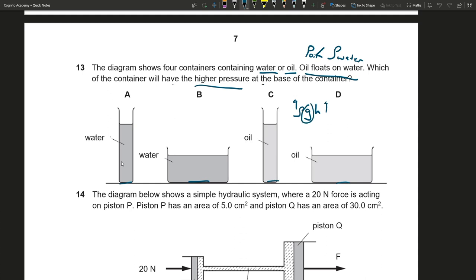We can't really change g. We're on the same planet, g is the same. So oil floats on water means rho of oil is less than rho of water. So because we want to maximize rho, we should take water, C and D are out. And then h, to maximize h, we want the highest column of water above our base. So the highest column here is in A. The answer here is A.